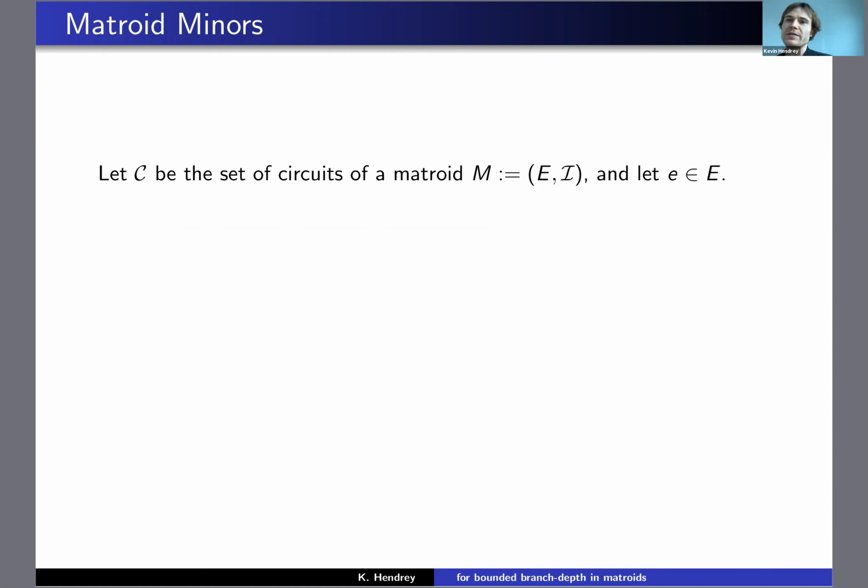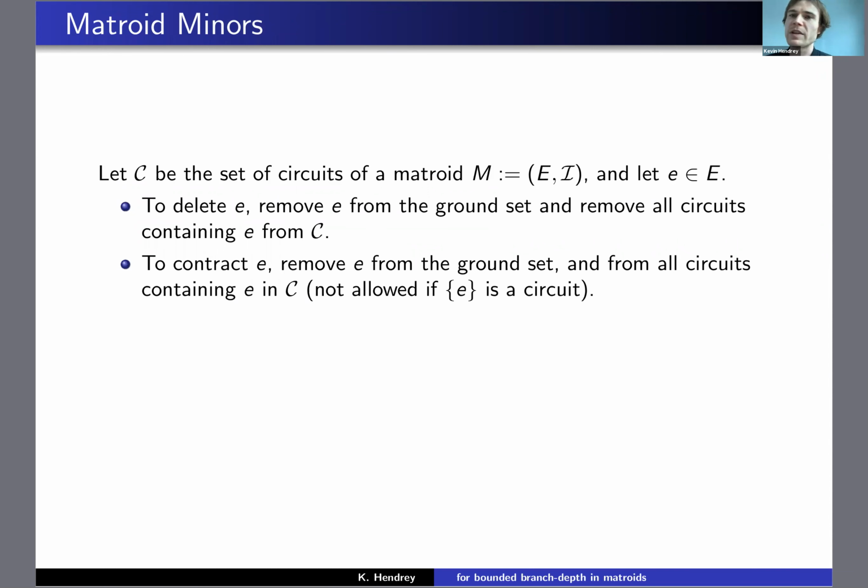So if we let C be the set of circuits of a matroid, and we consider an element E of the ground set, there are two ways to remove E from the ground set to find a minor. We can delete the element E. When we delete E, we remove E from the ground set and also remove all circuits that contain E from the set of circuits. Or instead, we can contract E. When we contract E, we remove E from the ground set and also remove E from all circuits that contain E.